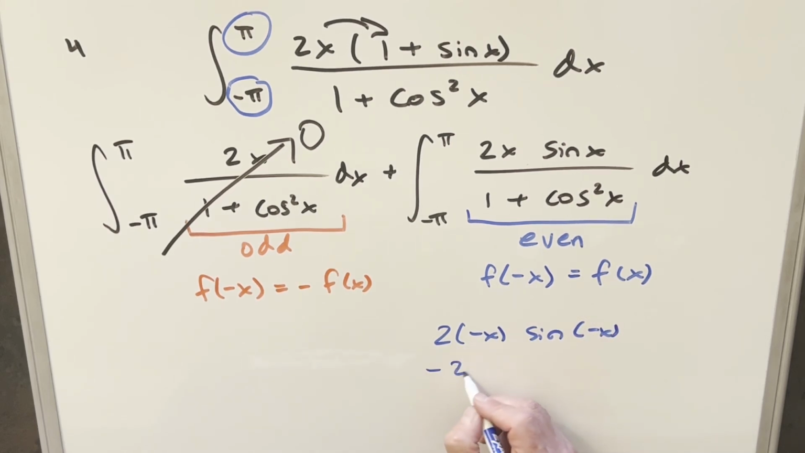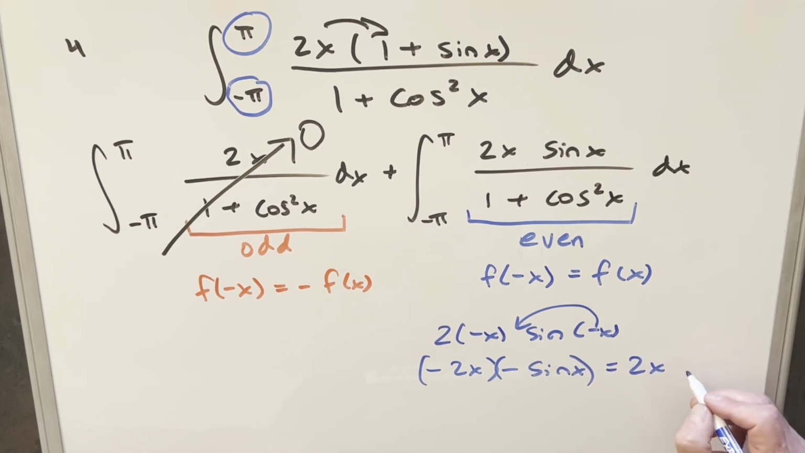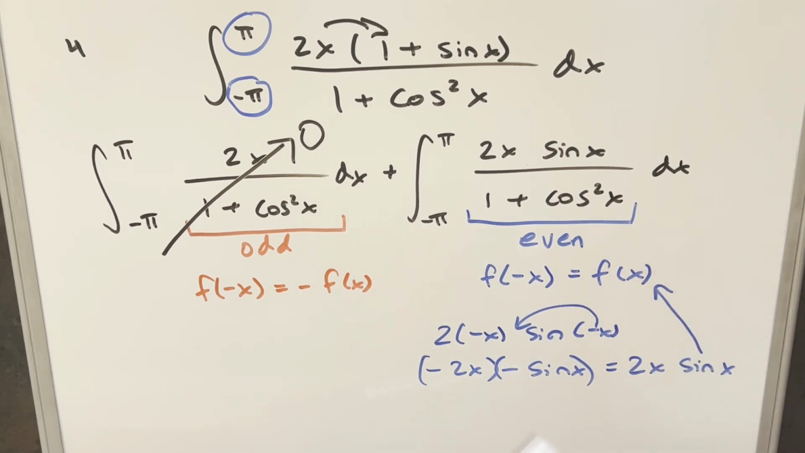Well, I can write this as minus 2x, and sine's an odd function, so I can bring it out front and write this as minus sine x. But multiplying it out, this is going to be the same thing as 2x sine x, which is our f of x function, so this thing is even.